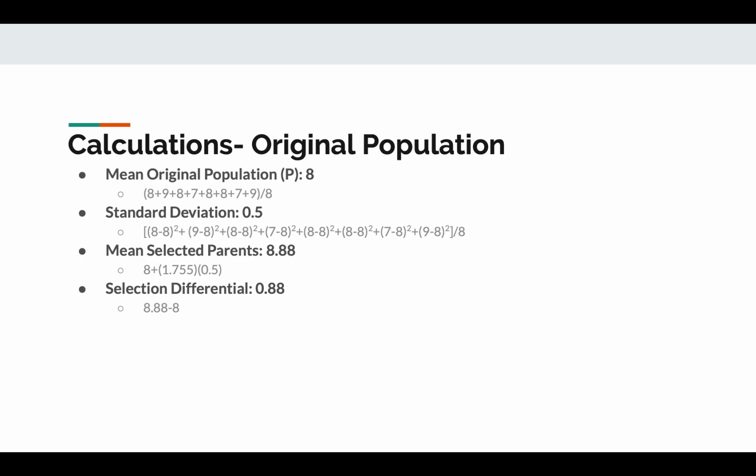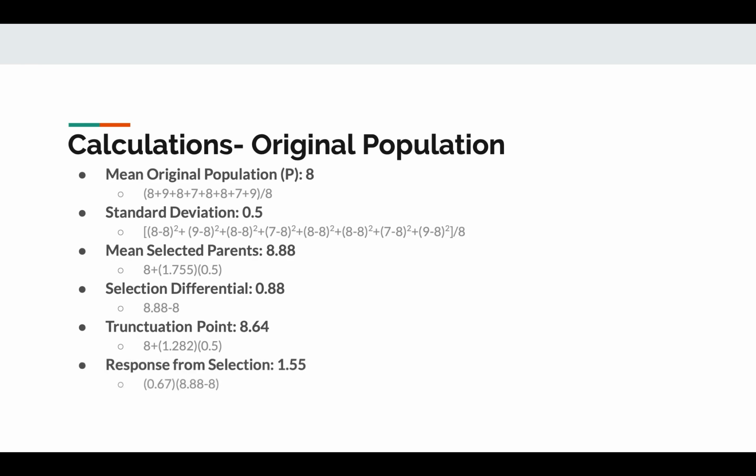The selection differential is equal to the difference of the mean of the selected parents and the population average, which is 0.88. The truncation point is found by adding the mean of the original population to the product of the standardized selection point and standard deviation. This equals 8.64. The response from selection is calculated by multiplying the realized heritability by the selection differential, which comes out to be 1.55. And the mean of the offspring is found by adding the original population average to the response from selection, which comes out to be 9.55.